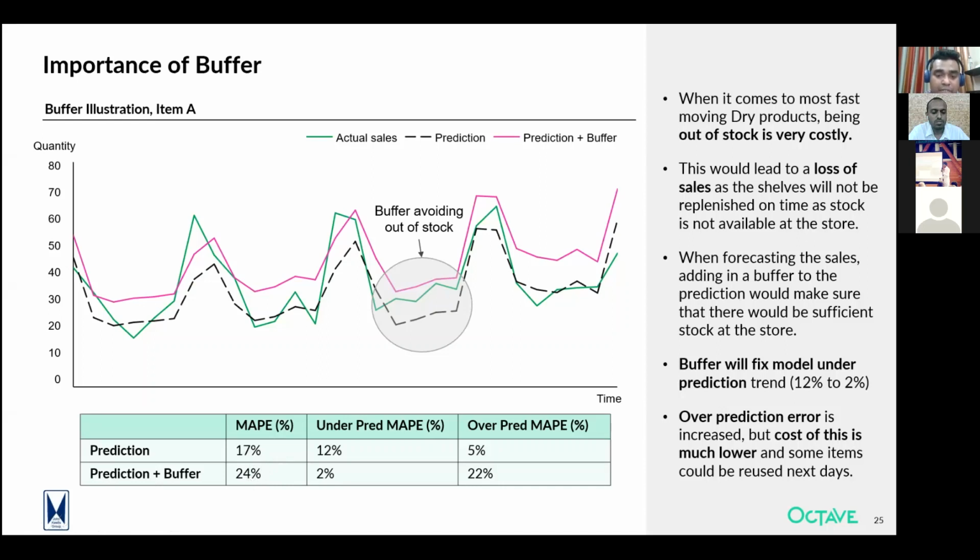But again, like I said previously, it's up to the business. If they are okay to keep the overall error at 24% by reducing the under forecasting error, that is fine.